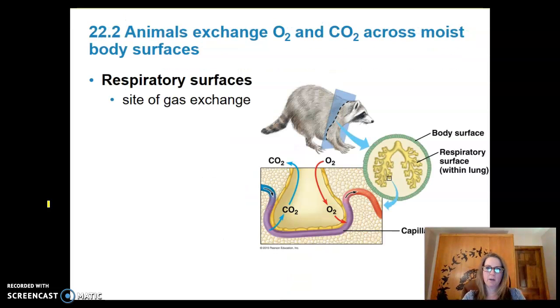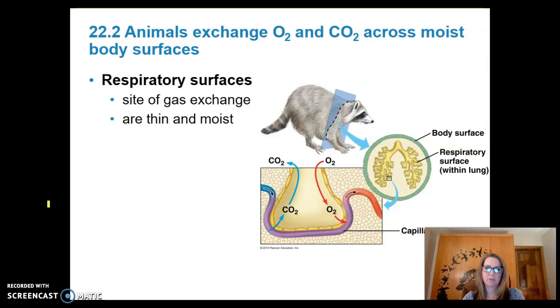So one of those ways to do gas exchange, well, not one of those ways, but the way that we do it, is through respiratory surfaces. This is showing us a raccoon and basically deep within the branches of the lung where there are what we call the alveoli or air sacs, and they terminate at a mucous membrane, and at that mucous membrane, oxygen is going to cross into the capillary and CO2 is going to be released. So this is how we do it in our land animals.